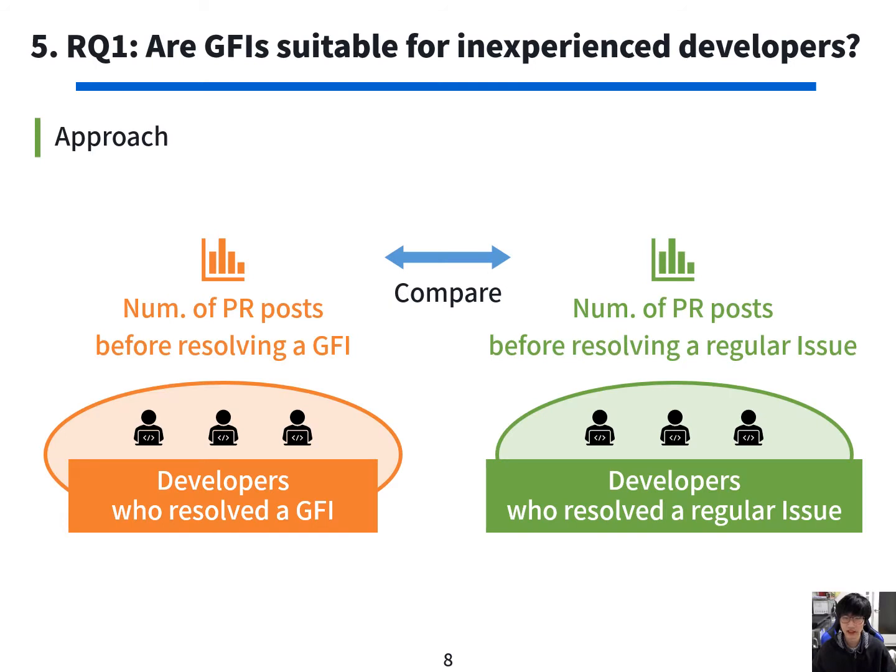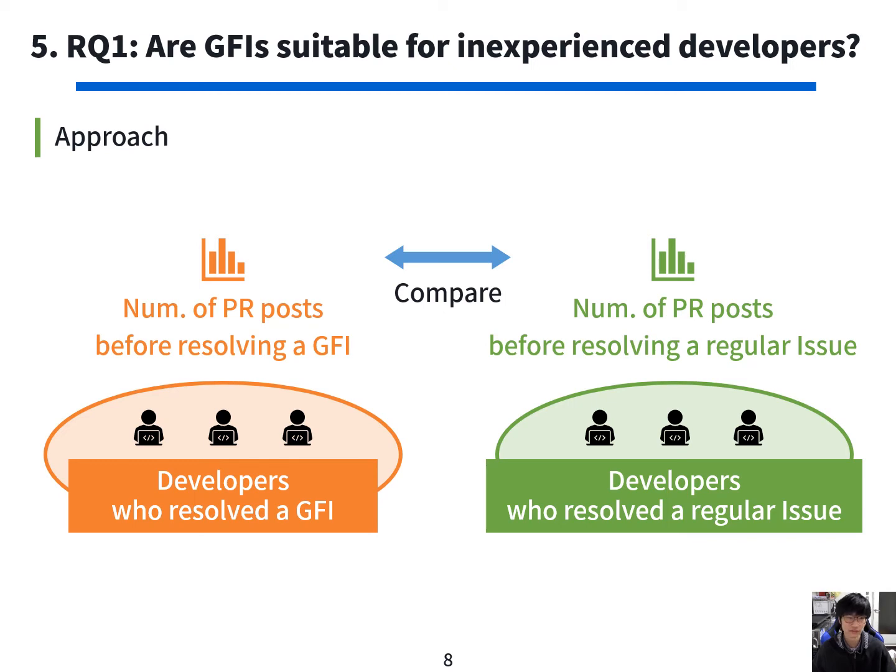First, we analyze RQ1: whether GFIs are suitable for inexperienced developers with OSS development. The approach is to compare the difference in the number of pull requests posted before resolving the issue between two developer groups. One is a group of developers who resolve a GFI, and the other is developers who resolve a regular issue. If GFIs are suitable for inexperienced developers, then the number of pull requests posted by developers who resolve GFIs should be lower than those who resolve regular issues.